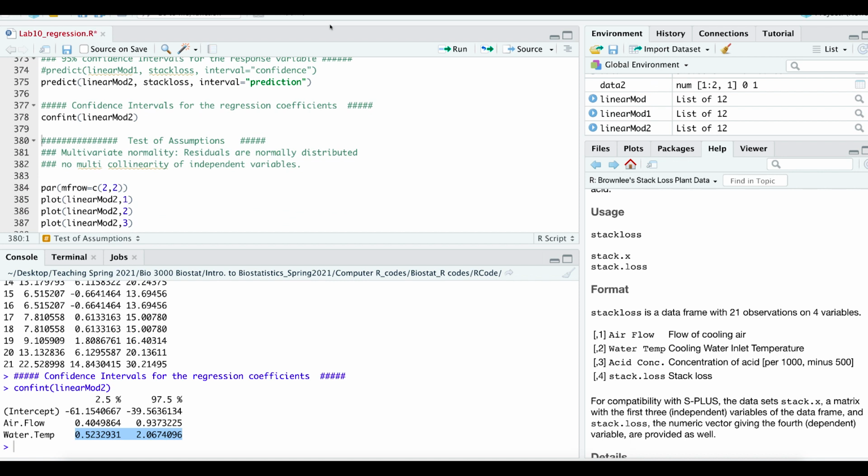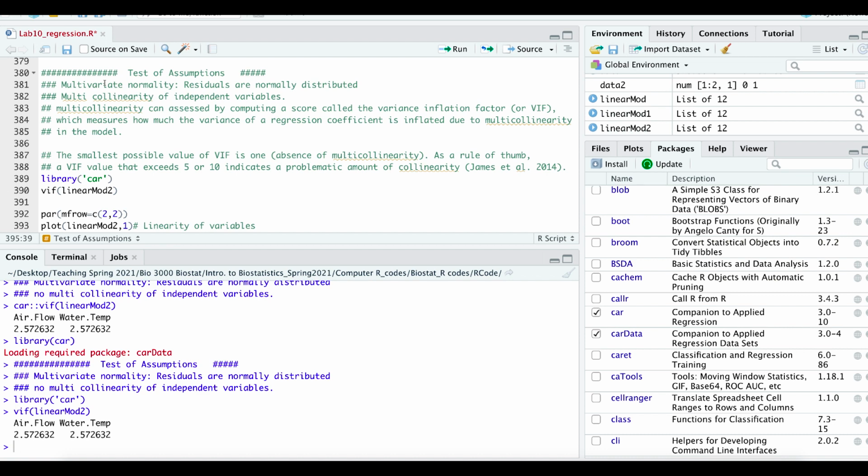Okay, guys. So what were the test of assumptions? Let me review that first. The assumptions were normality of the residuals, no multicollinearity of the independent variables, the linearity of the independent variables and the dependent variable, and also the equality of the variances. So those were the assumptions that we discussed. So let us look at the multicollinearity of the independent variables.